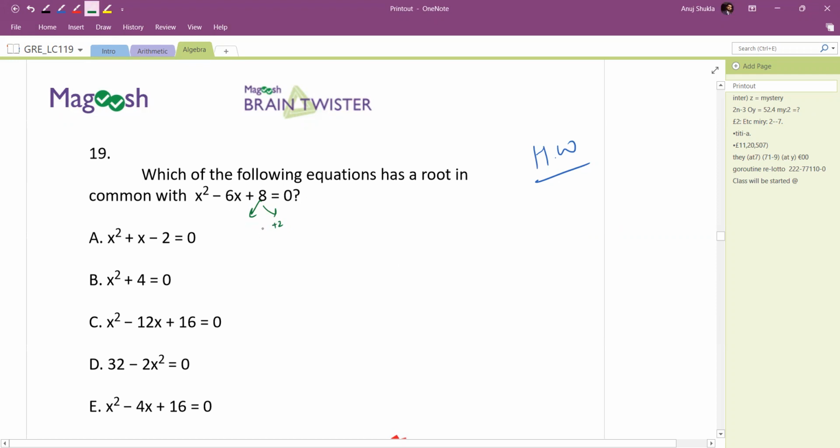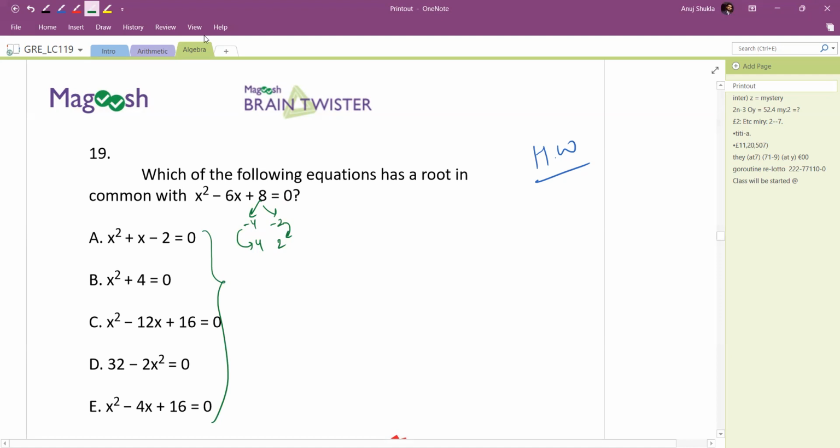So what you can say, what will it be? It will be minus 4 and minus 2. Multiplication is plus 8 and addition is minus 6. So in return, what will be the roots? It will be plus 4 and plus 2. So 4 and 2. What you need to search is, in any of the equations, if you are getting 4 or 2 as a root, that is a common root. That is what they want to ask.